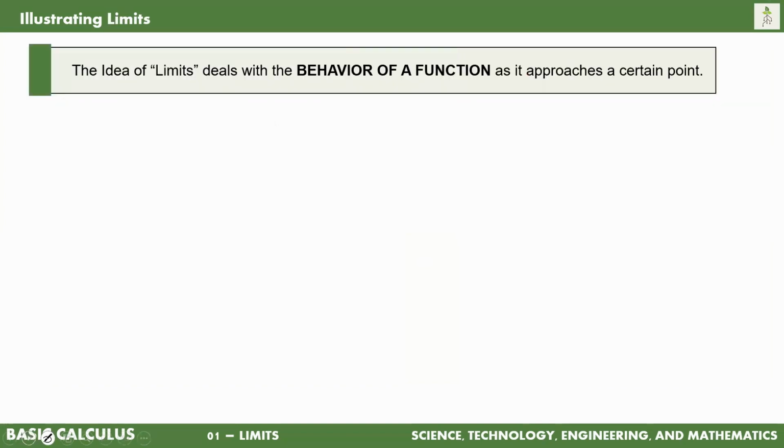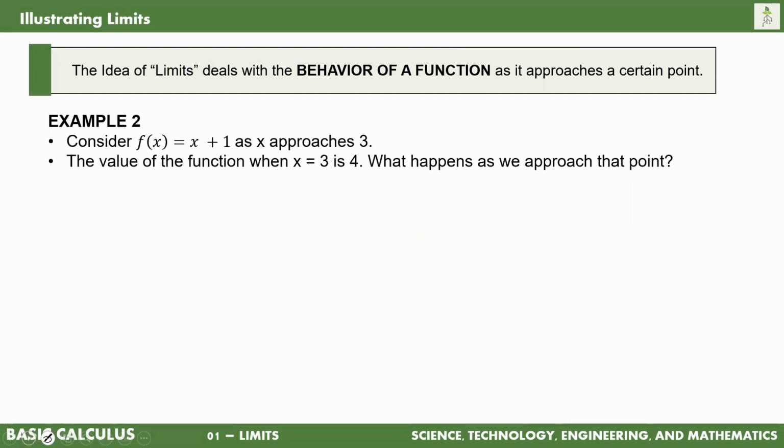So, let's have more examples. Let's have this one. Consider f of x is equal to x plus 1 as x approaches 3. The value of the function when x is equal to 3 is 4. So, f of 3 is equal to 3 plus 1 is equal to 4. Now, again, hindi mo concern kung ano yung nangyayari at that point. You're not concerned what happens at that exact point. You are concerned what happens as you approach that specific point.